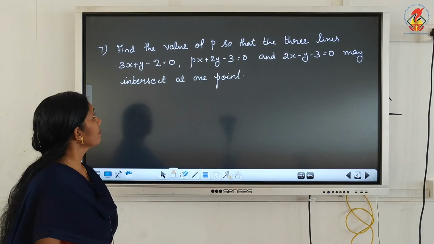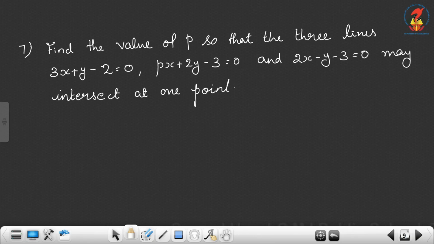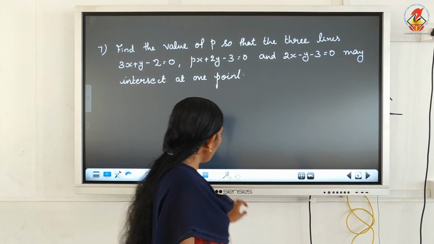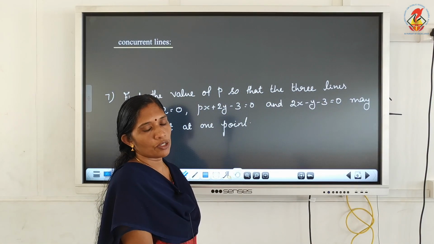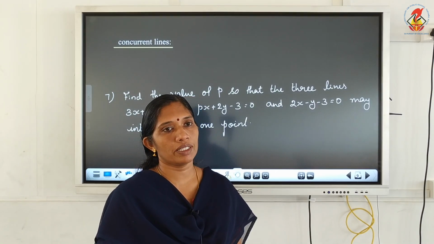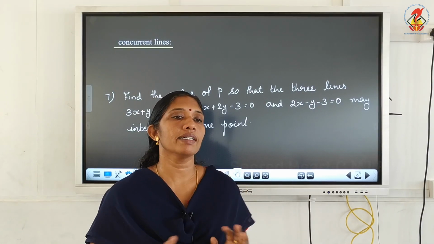The next question. Find the value of P so that the three lines 3x plus y minus 2 equal to 0, px plus 2y minus 3 equal to 0 and 2x minus y minus 3 equal to 0 may intersect at one point. If three lines intersect at one point, those lines are known as concurrent lines. Three lines are said to be concurrent if they intersect at one point, or the point of intersection of two lines lies on the third line.